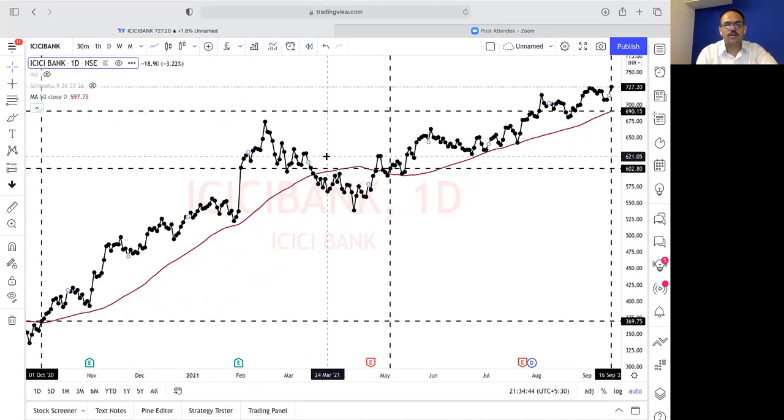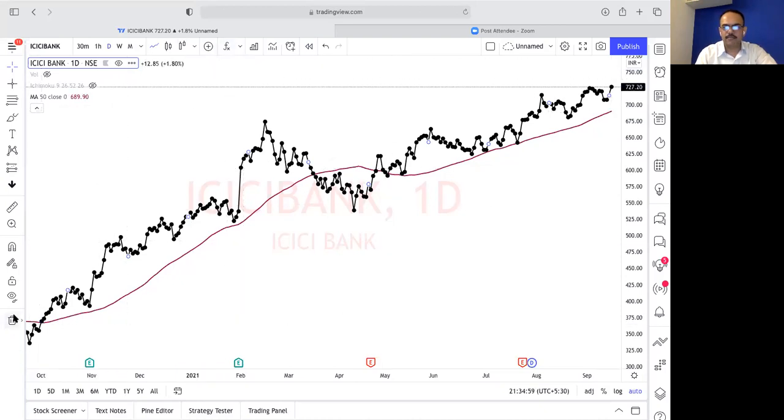Okay. So now this is the 50-day moving average. Now many people prefer the 200-day moving average. So what I will do is bring in the 200-day moving average.